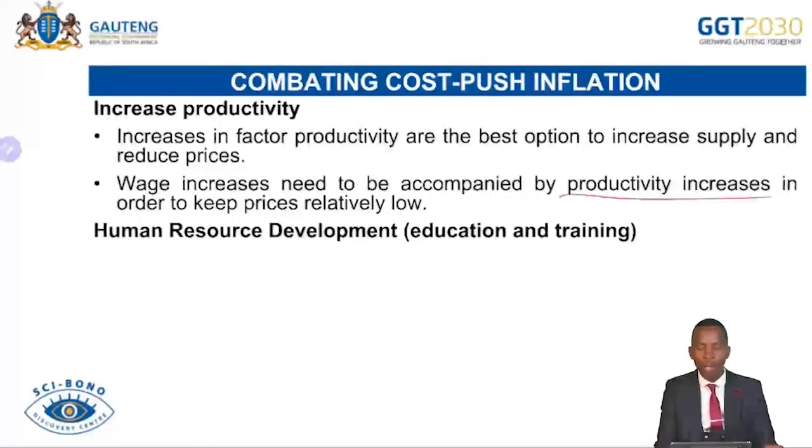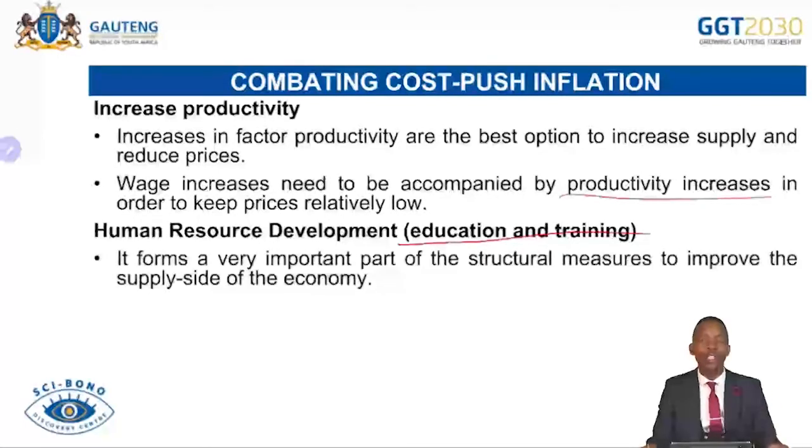Human resource development. In this case, we talk about improving education and training. If people are trained, if people are skilled enough, they tend to be productive citizens. They tend to be marketable. So it is very important that we use some supply side measures to ensure that the supply is increasing so that we can combat cost push inflation. It forms a very important part of the structural measures to improve the supply side of the economy.